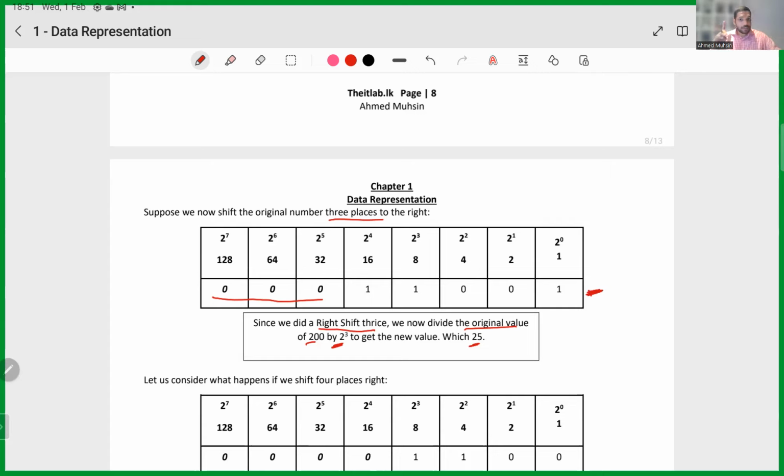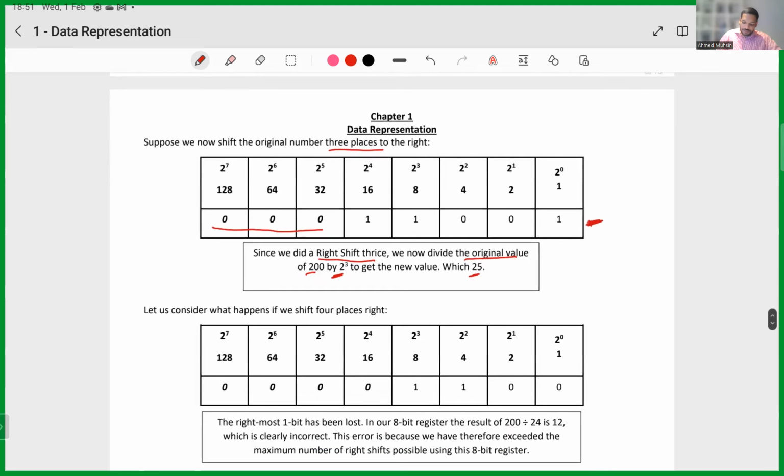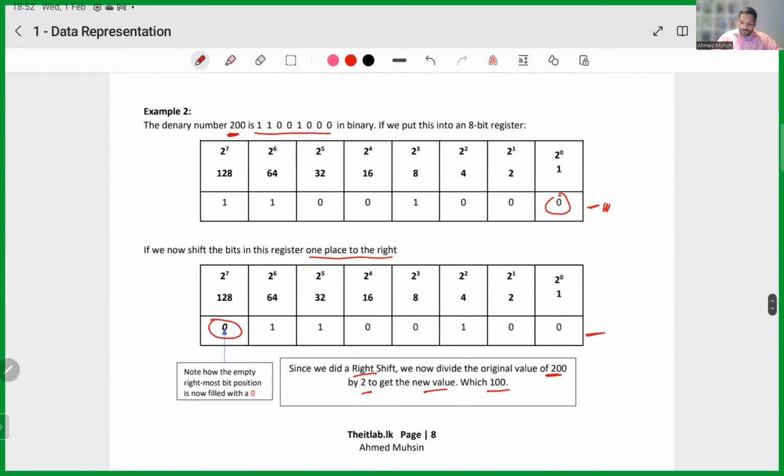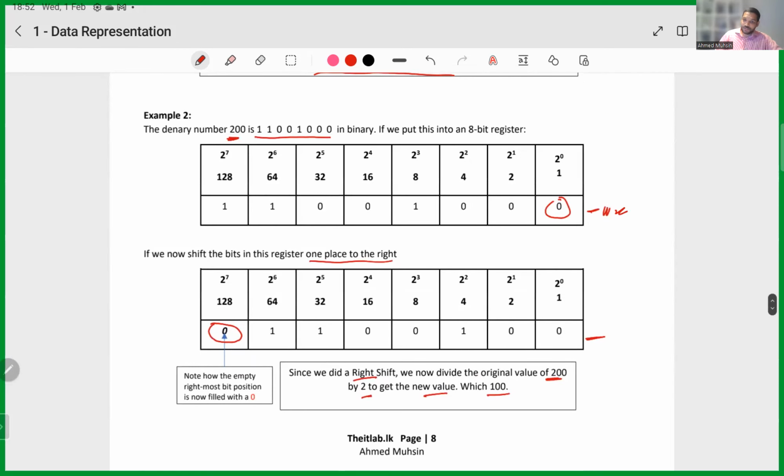The shifts are working. But what happens if we shift it 4 places to the right? You can already understand the problem that's coming up. If you shift this 4 places to the right, this is 1, 2, 3, 4, and you can see we have a problem: a 1 is going to be pushed out. When a 1 is pushed out, you are going to get an error. Keep in mind, the moment you touch a 1, you have reached your limit. As long as zeros are being pushed out, that's all right. You can do those shifts.